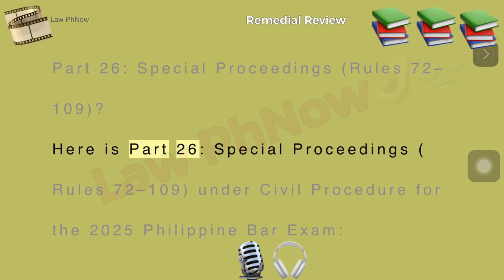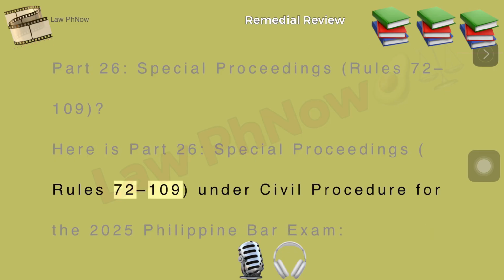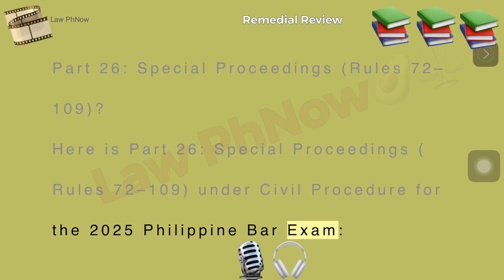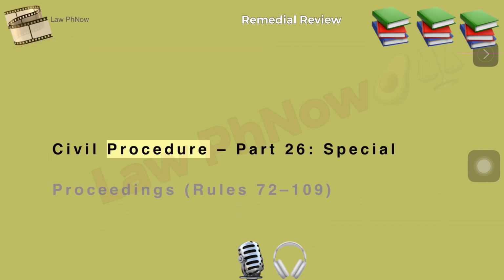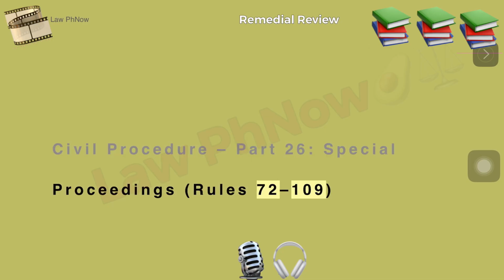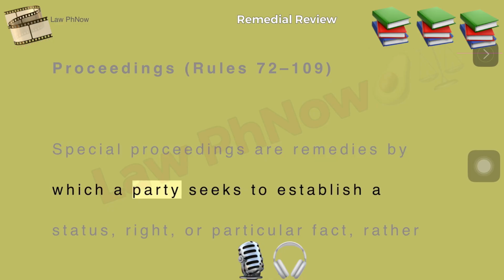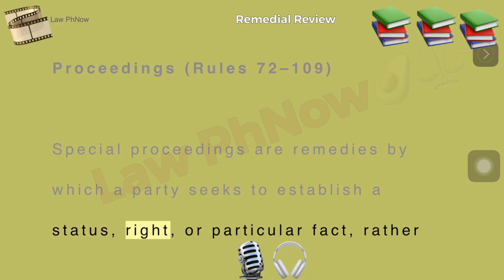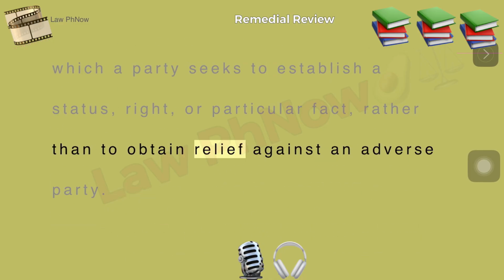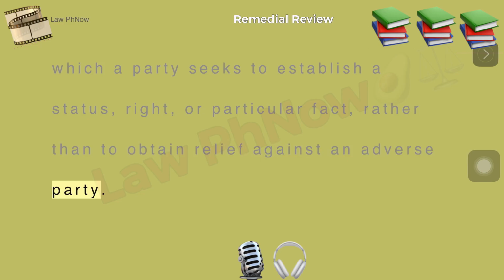Here is Part 26, Special Proceedings, Rules 72 to 109, under Civil Procedure for the 2025 Philippine Bar Exam. Civil Procedure, Part 26, Special Proceedings, Rules 72 to 109. Special proceedings are remedies by which a party seeks to establish a status, right, or particular fact, rather than to obtain relief against an adverse party.